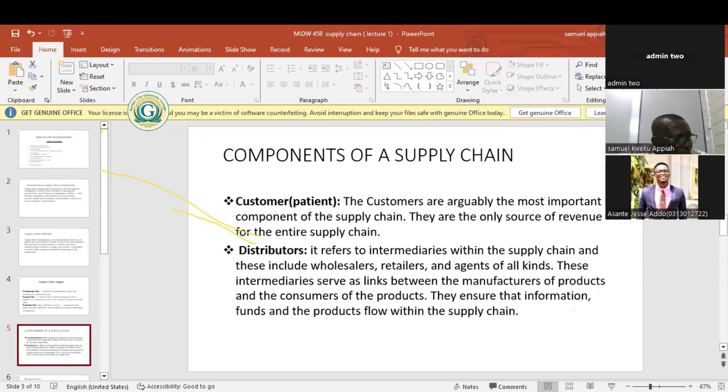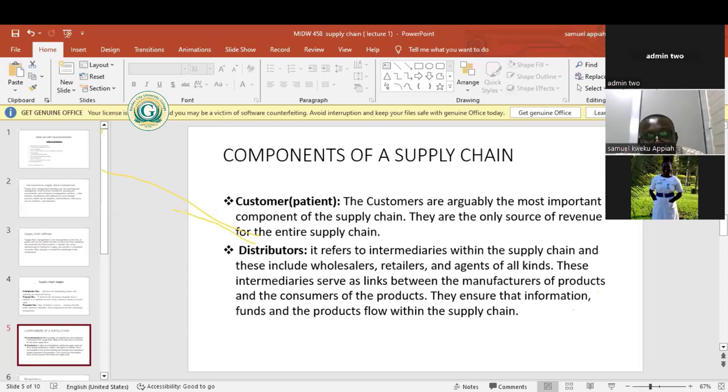So let us look at the components of supply chain. When you talk of components, we are looking at elements, the various parts that come together to make up the supply chain. One is the patient. I've put the customer in brackets as patient, because in our case, we deal with patients, we don't deal with customers. True or false, do you deal with customers? You deal with patients, or clients.